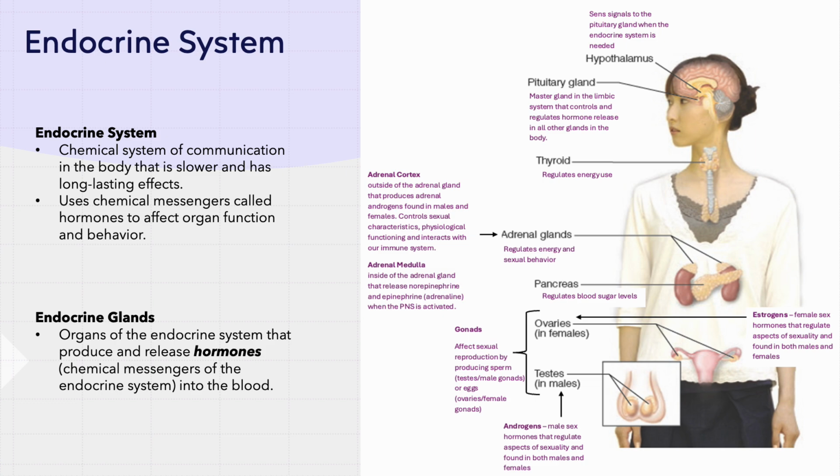So women have ovaries, and that will produce estrogens. It's that female sex hormone regulating aspects of sexuality. It is found in both males and females. Women just have higher levels of it. Where in men, they have testes, which produces androgens. And it's the male sex hormone regulating aspects of sexuality, but again, it's found in both males and females. Men just have higher levels of it.